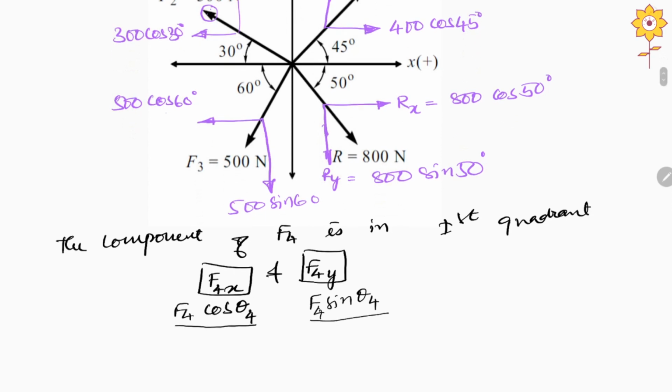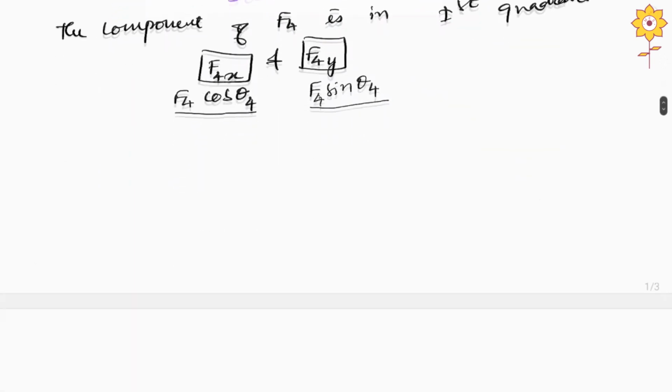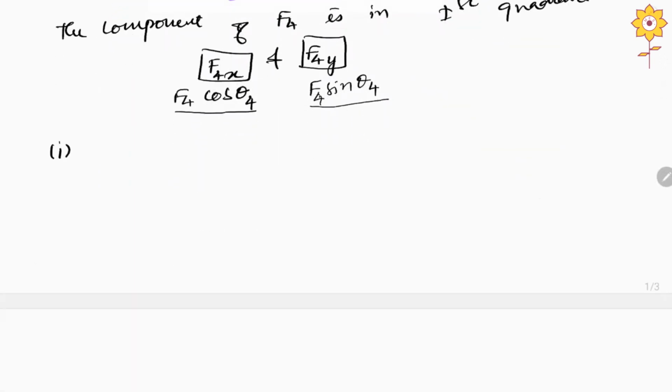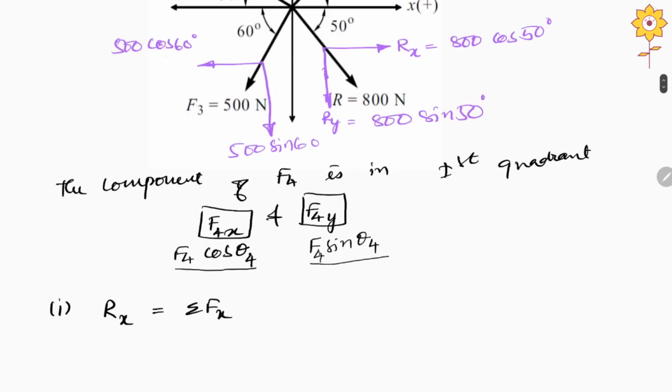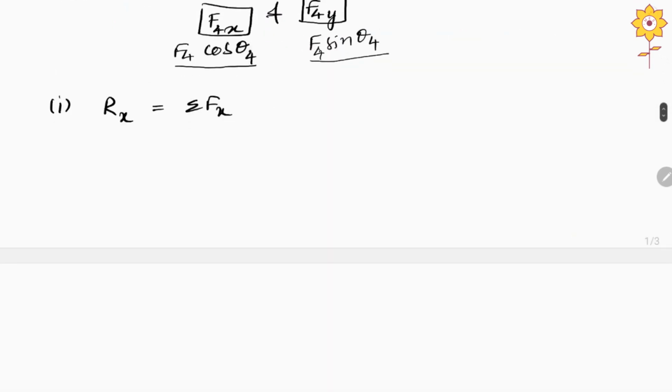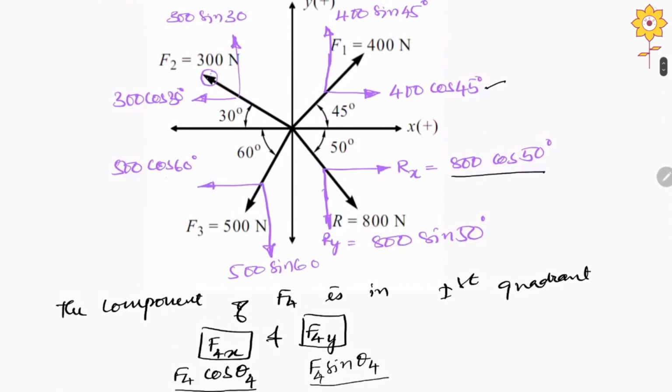Now to solve this, first of all we are going to take all the horizontal forces. The horizontal force will be Rx, which will be equal to summation of Fx. Now we know what Rx is. Rx is nothing but 800 cos 50. So this will be equal to all the horizontal components. What are the horizontal components over here? We have one horizontal component, that is 400 cos 45, which is acting from left to right, so this will be positive. And we have another component, that is 300 cos 30, which is acting from right to left, which is negative.